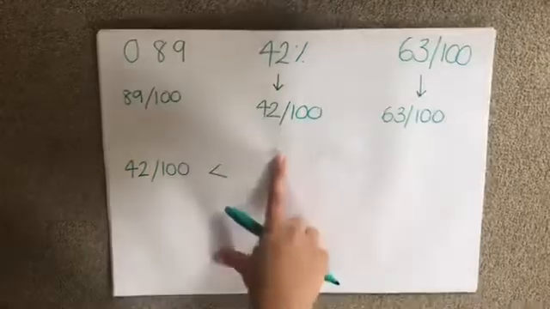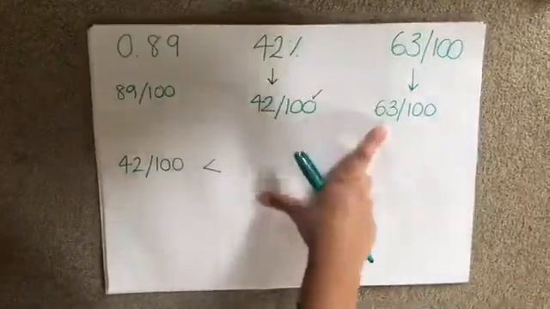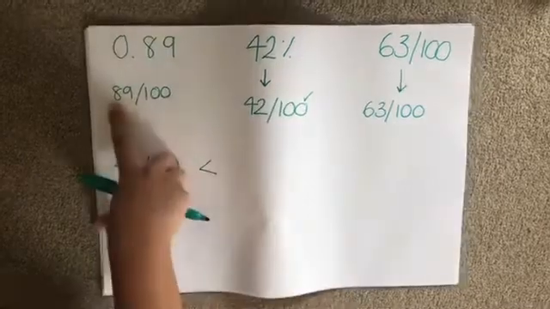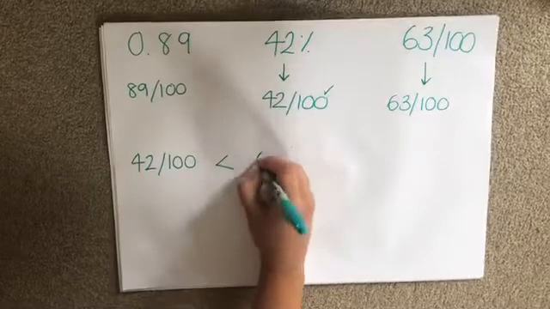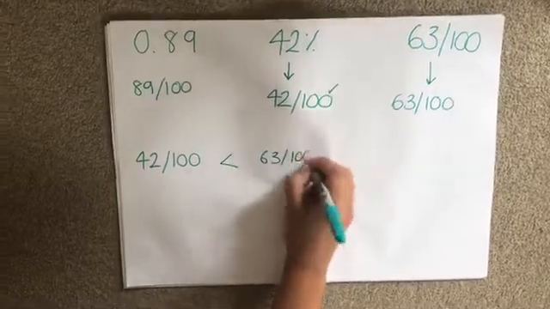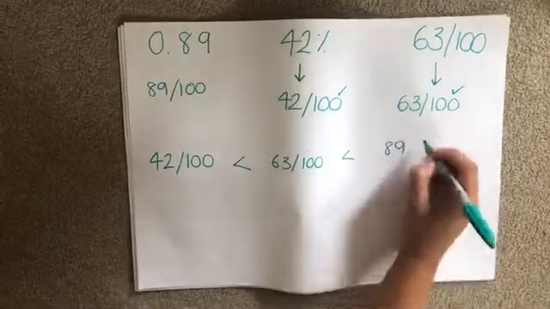Then I'm going to look for the middle number. So I've done this one now. We can tick it off. So now I'm looking at 63 hundredths or 89 hundredths. Well, I know that 63 is smaller than 89. So the next in line would be 63 hundredths. And then last but not least, 89 hundredths.